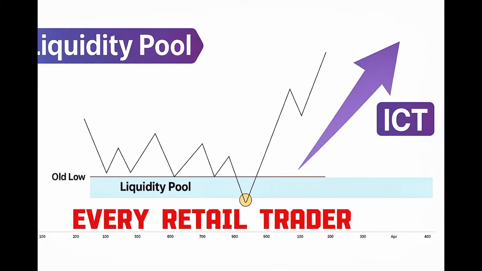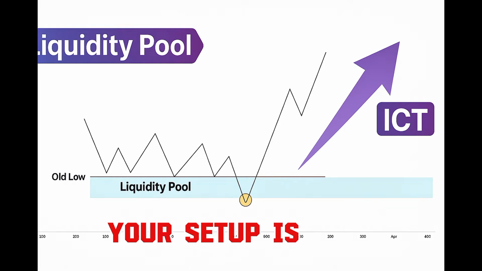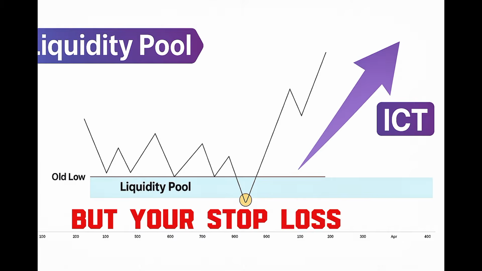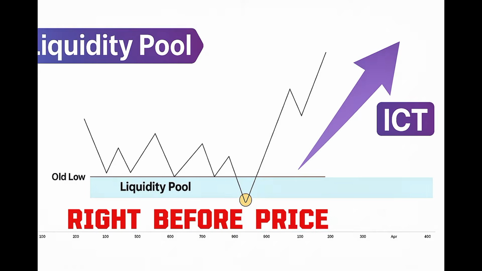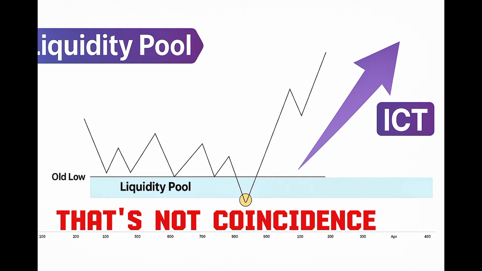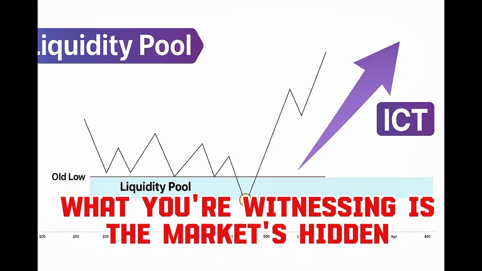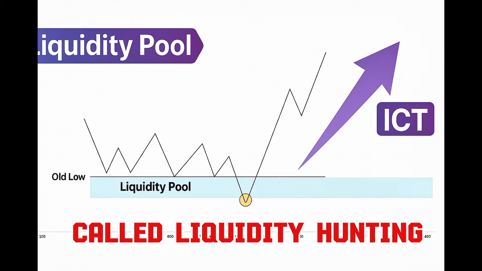Every retail trader has faced this. Your trade is in the right direction, your setup is clean, but your stop loss gets hit perfectly right before price takes off where you thought it would. That's not coincidence, it's calculated. What you're witnessing is the market's hidden mechanism called liquidity hunting.